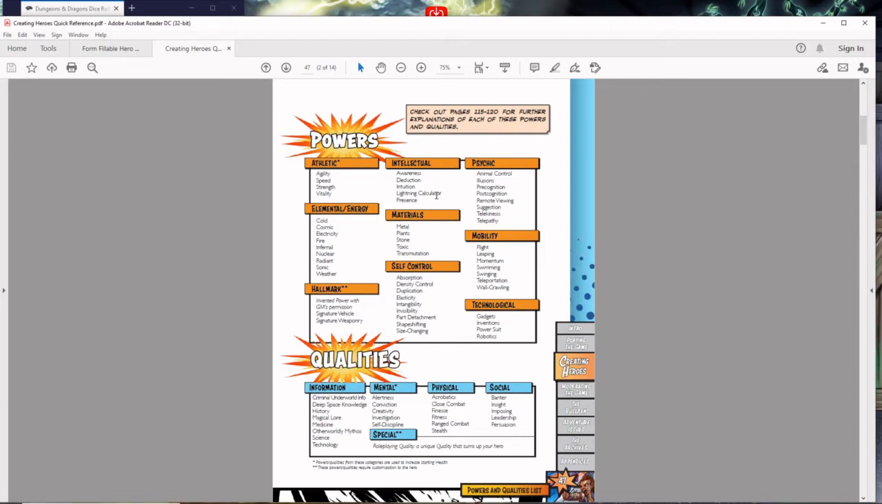Let's see here. Inventions, robotics, but not power suit or gadgets. By the way, the difference between inventions and gadgets: gadgets is gear you purchase or are given or assigned. Inventions is stuff you create yourself. It's probably more unique and to the purpose.